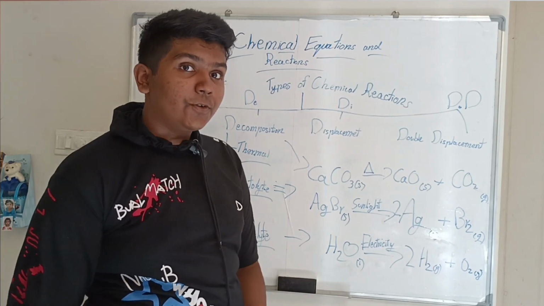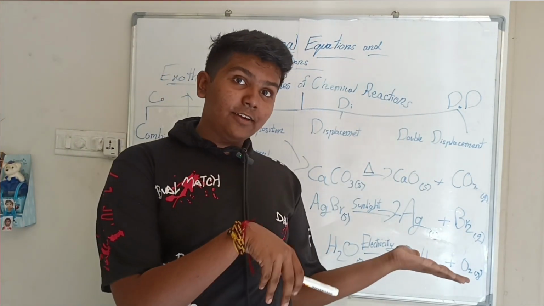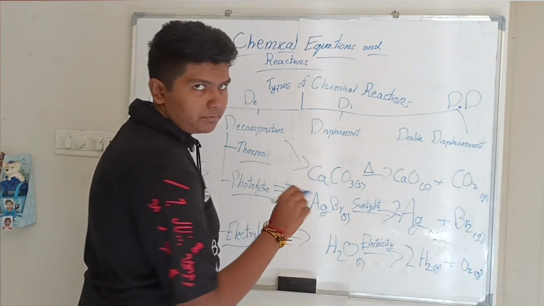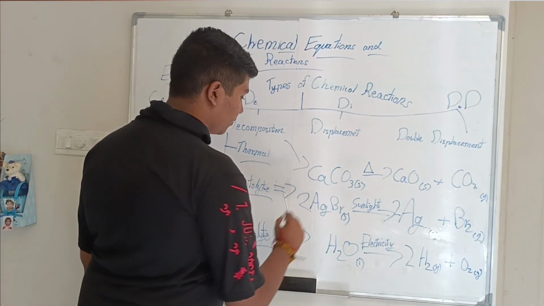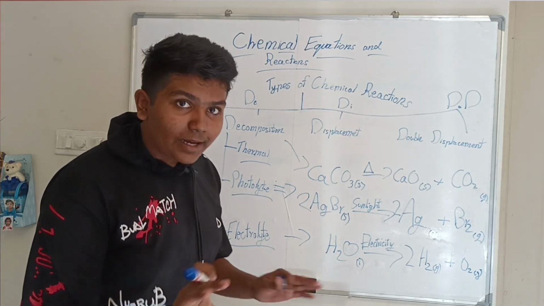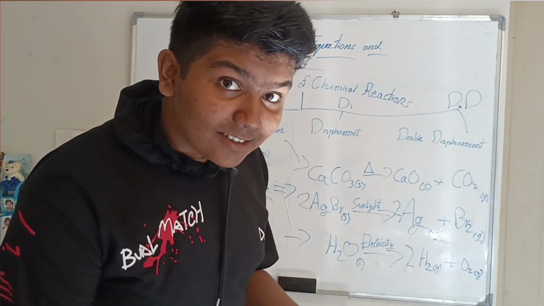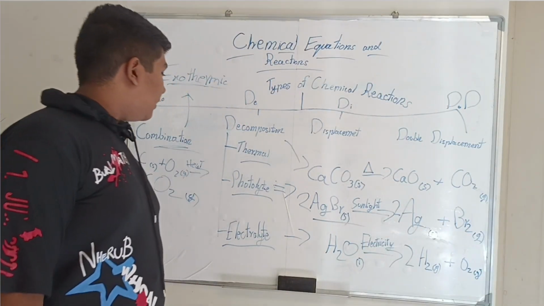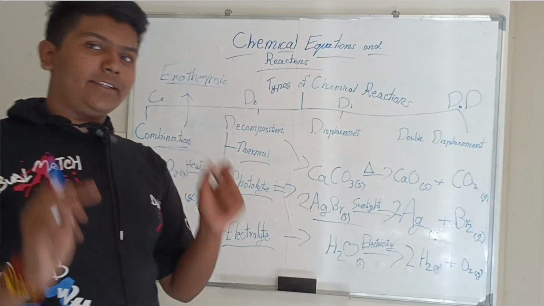So what do you have to do? Put the 2 to the other side, by multiplying this into 2. So just check. Anything to balance? Anything to balance? No, no. Hence, balanced. Next, electrolysis.